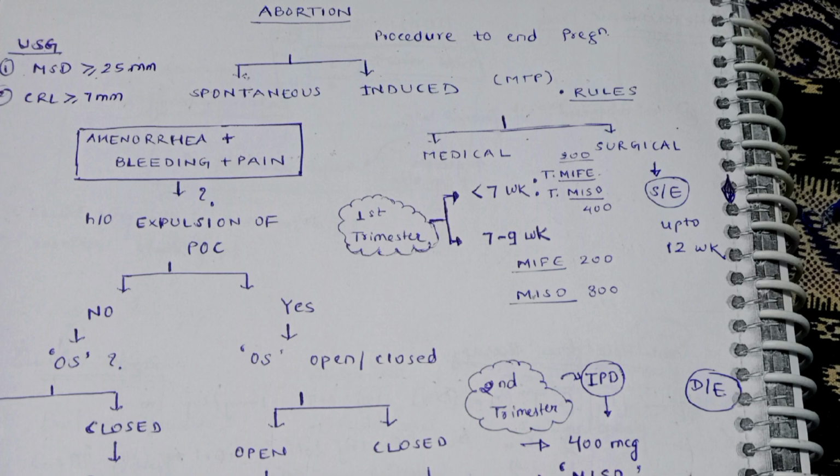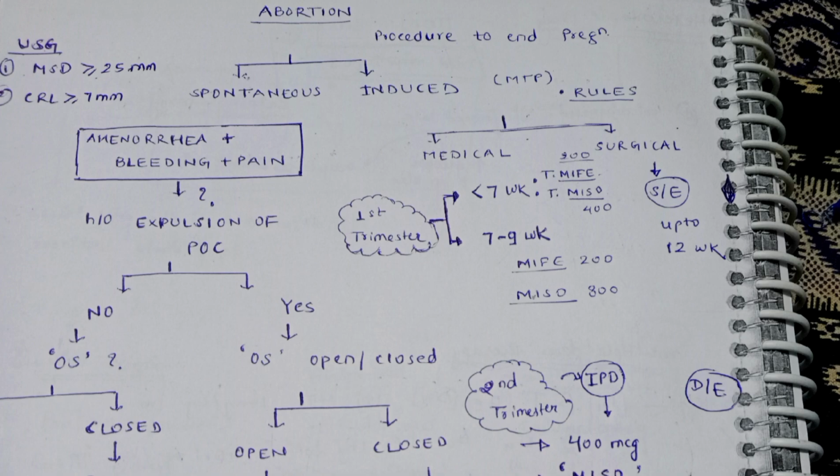In the second trimester, the surgical management changes to dilation and evacuation. In the medical management, we give 400 microgram misoprostol, given 5 times, every 4 hours, per vaginally. Misoprostol could be given orally, vaginally, sublingually, etc. But mifepristone is given orally only.